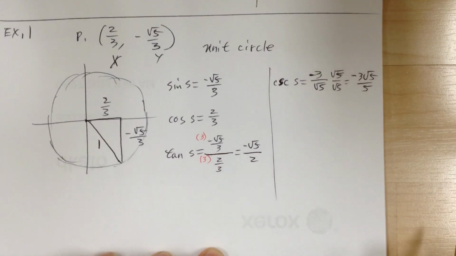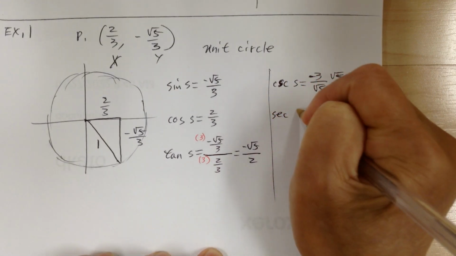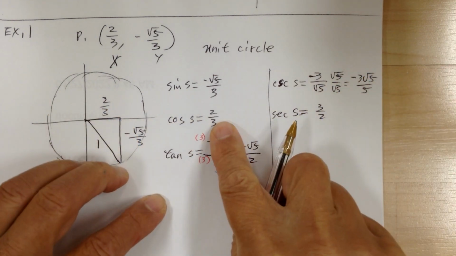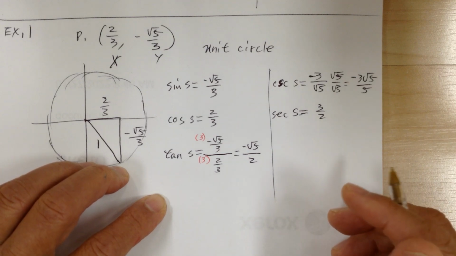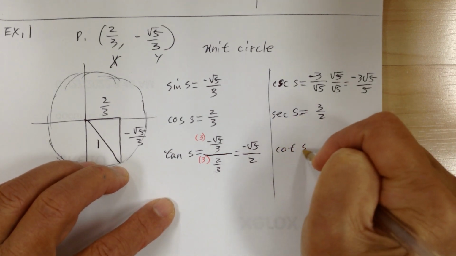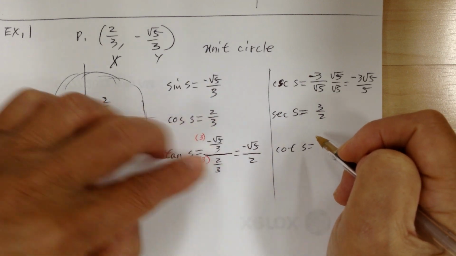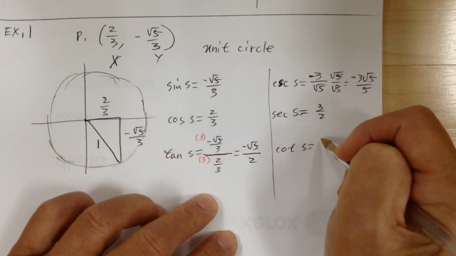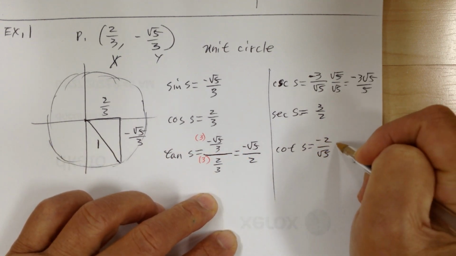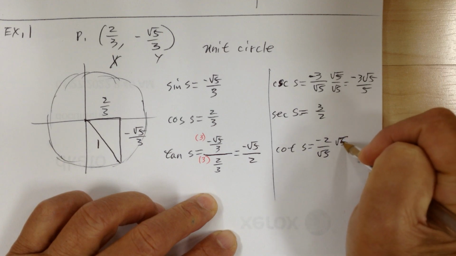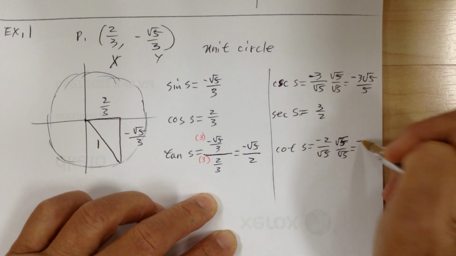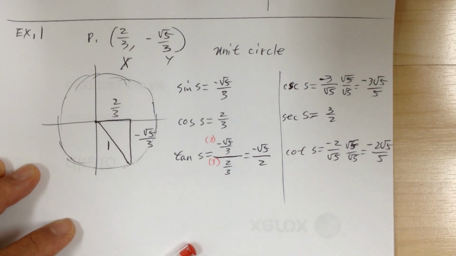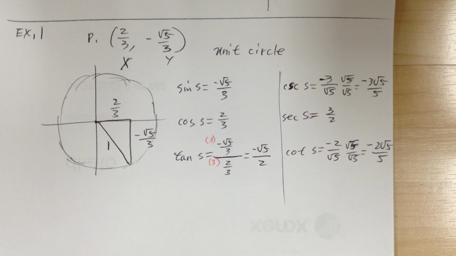Okay, and now let's go to secant. Secant would be the reciprocal, that would be just equal to 3 over 2, right? You just flip this over, and that's it. Again, it's very simple. And cotangent, again, just flip this over. Since you already did a lot of work, you don't have to start from the beginning. So you just flip this over, so it'd be negative 2 over square root of 5, and multiply by square root of 5 over square root of 5. So this is equal to negative 2 square root of 5 over 5. And that would be your 6 trigonometric functions.